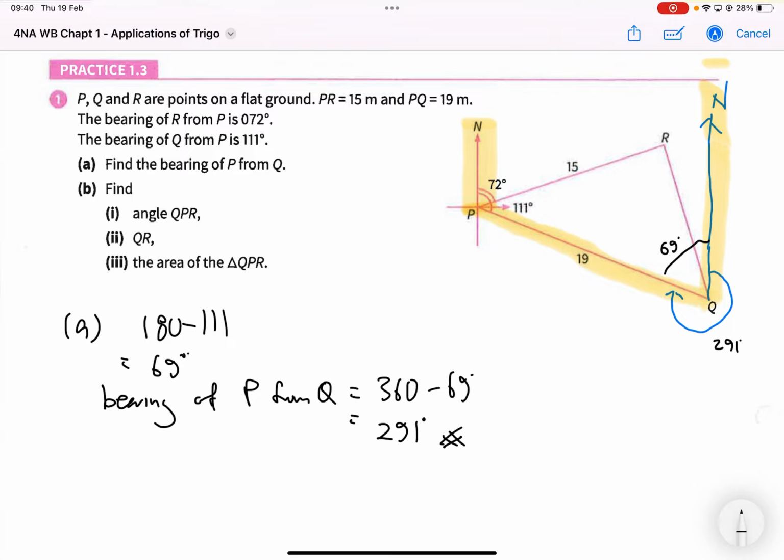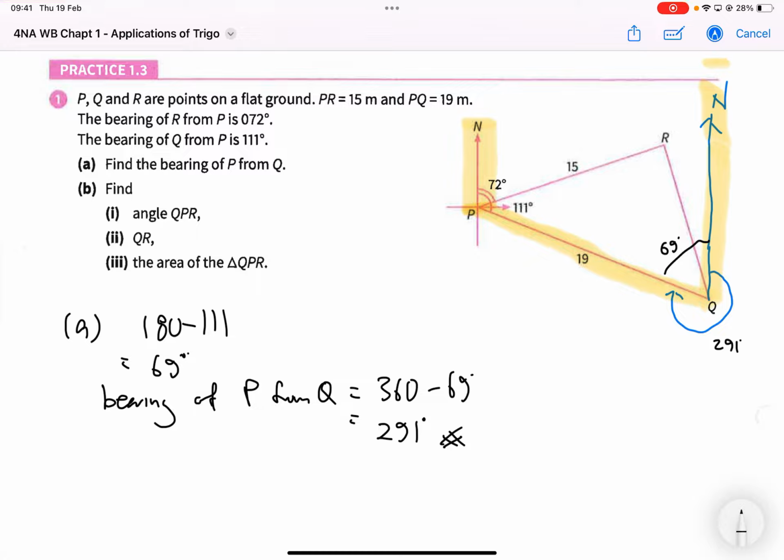Can? Eh? Hey, this one nothing to do with three-dimensional. Oh. Why? Why they put this question here?